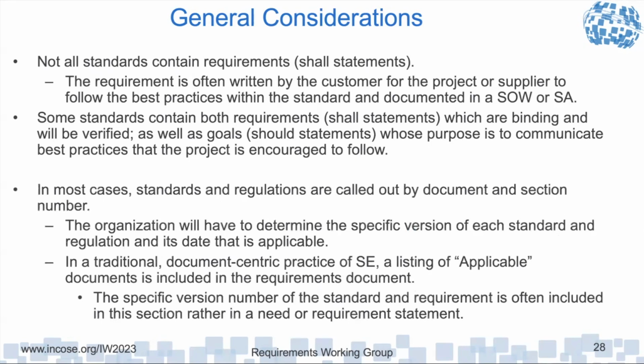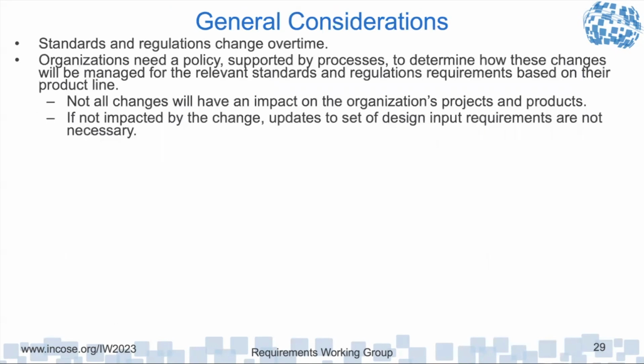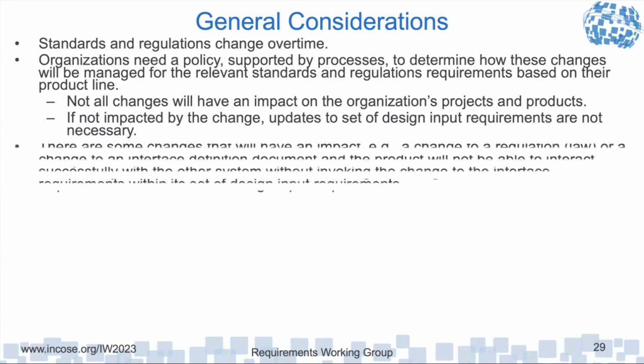In a traditional document-centric practice of SE, that listing up front that's called applicable documents usually includes what the specific version is for that document. Standards and regulations are going to change over time. So organizations need a policy and supporting processes to determine how the changes are going to be managed for the relevant standards and regulations requirements based on their product line. Not all changes will have an impact on an organization's projects and products. If not impacted by a change, then updates to your design input requirements or your processes aren't necessary.